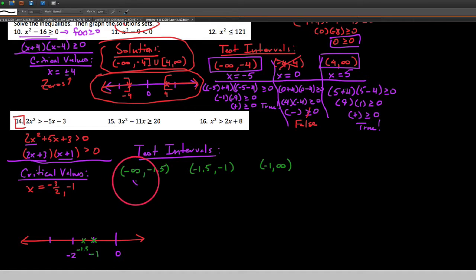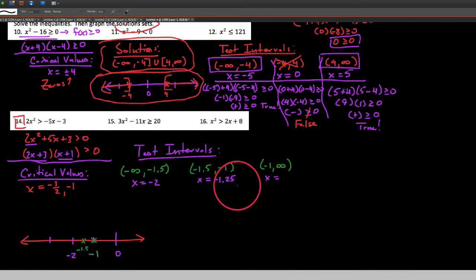As we normally do, we're going to pick an x value from within each interval to test back into our factored inequality. So I'm going to test to the left of negative 1.5. I'm inclined to test negative 2. Between negative 1.5 and negative 1, how about negative 1.25?